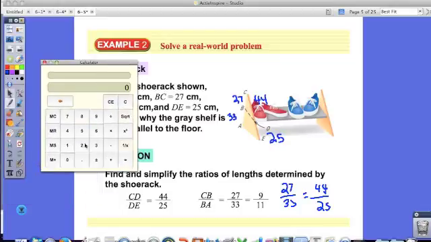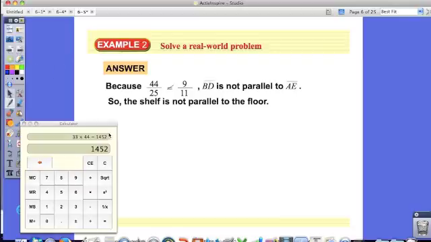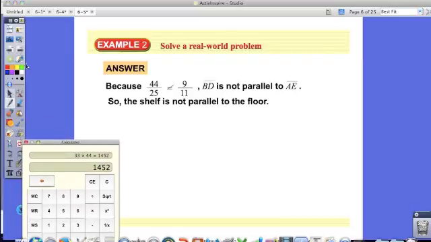Okay? 27 times 25 equals 675. And 33 times 44 equals 1,452. Since they are not equal, this BD is not parallel to AE. And it kind of talks about that. I found the ratio of each side and cross multiplied.